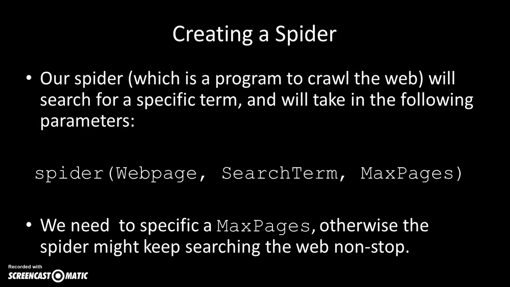Okay, so let's look at creating our spider. Our spider, which is a program, as we said, that crawls the web, will search for a specific term and will take the following parameters. So the spider starts at a particular web page, looking for a particular term, and it'll link to as many web pages as are on that page, up to a maximum number of pages. So let's say I want this page and the next 10 pages it links to, and maybe this page only links to 5, and then of those 5 pages, the next 5 that those pages link to.